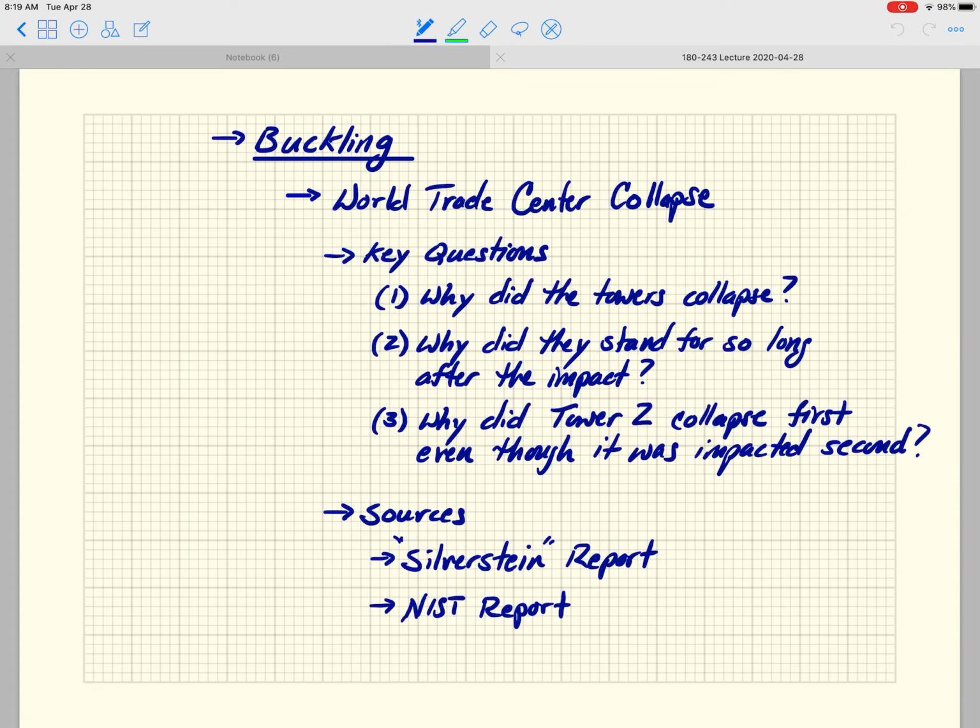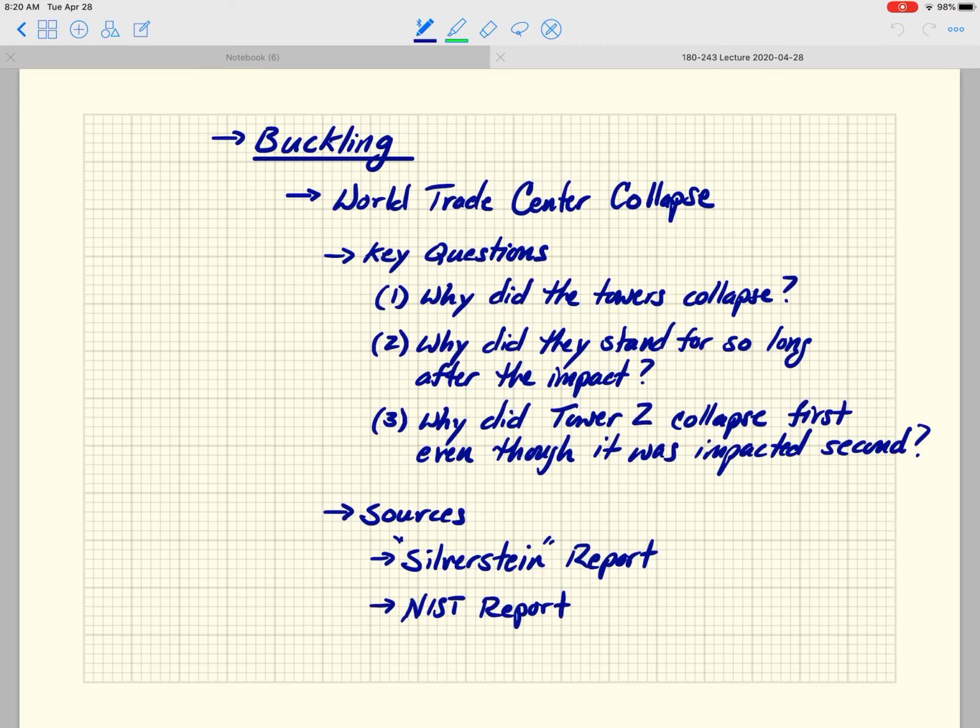I am not going to be addressing, nor am I qualified to address, the human tragedy that occurred that day. But I will address the technical aspects, and in particular, I want to address these three questions. Why did the towers collapse? Why did they stand for so long after the impact? And why did Tower 2 collapse first, even though it was impacted second? In order to do that, I'm going to use these two sources.